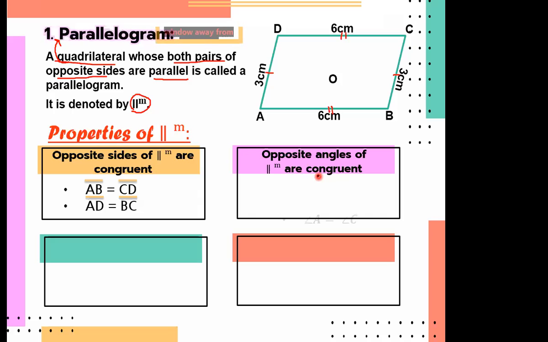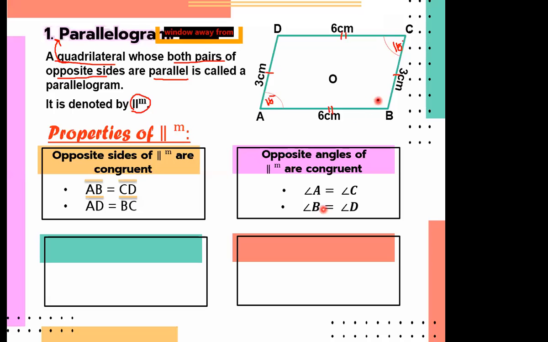Now what are opposite angles? Angle A and angle C are congruent, meaning angle A is equal to angle C, and angle B is equal to angle D. Now which one is angle A? This one, this is your angle A. The opposite angle of A will be this one, C. Suppose angle A is equal to 15 degrees, so C will also be equal to 15 degrees. So the opposite angles are also congruent.